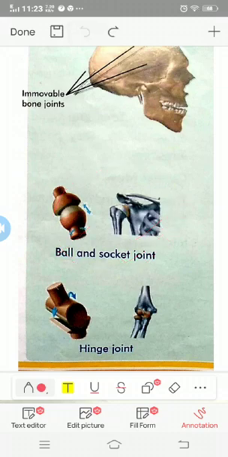The next one is the hinge joint. The hinge joint allows movement only in one direction. It allows a part of the body to be bent or extended, up and down only. Hinge joints are seen at the elbow, knee, ankle and in the fingers.